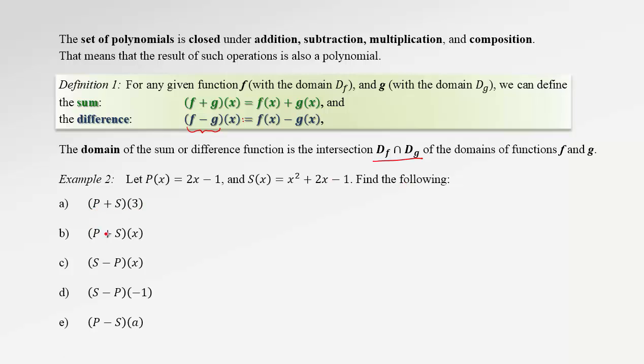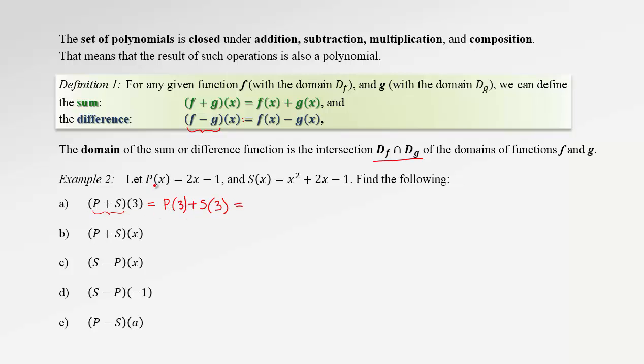In order to find those expressions, we need to fully understand how this notation works. P plus s, this whole business here, is just the name of a new function, and we evaluate this function at the input 3. So according to the definition, the sum of the functions p and s at the point 3 is the same as the sum of two values, p at the point 3 and s at the point 3. So that's directly from the definition of the sum of two functions.